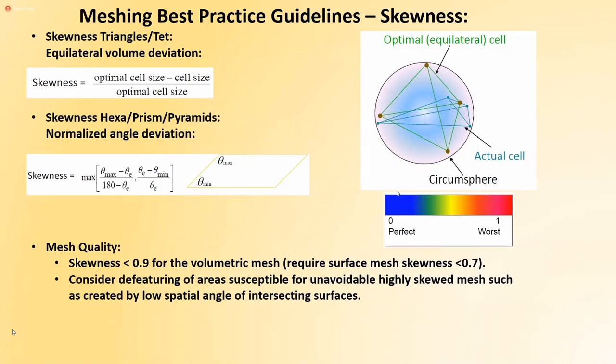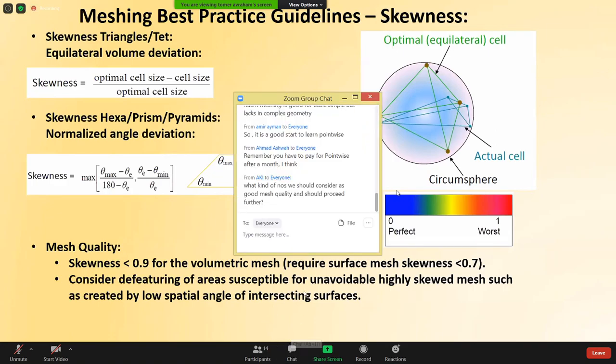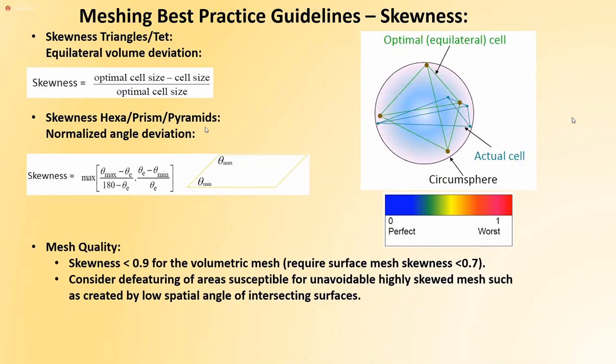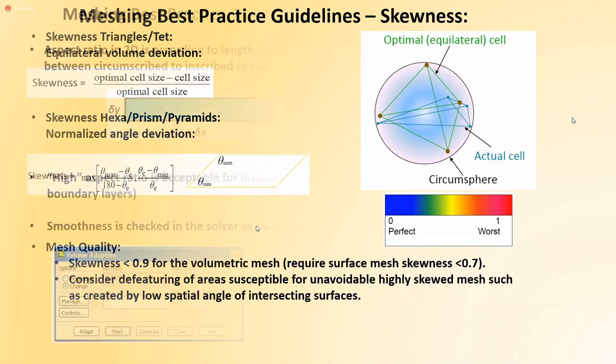What are you chatting about? What should we consider as good mesh quality to proceed with? Okay, so I'm going to say it now. For skewness, 0.9, you can continue forward. If it's a dynamic mesh problem, you should be a little bit more conservative, because the dynamic mesh might quickly diminish the quality. So you'd probably need to start with better than 0.9.